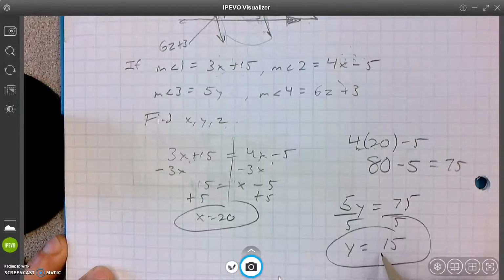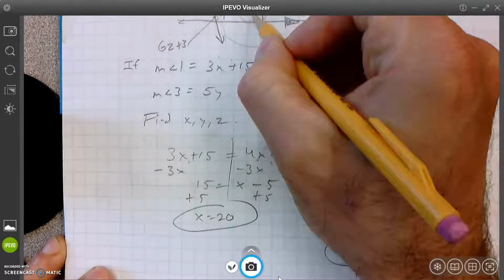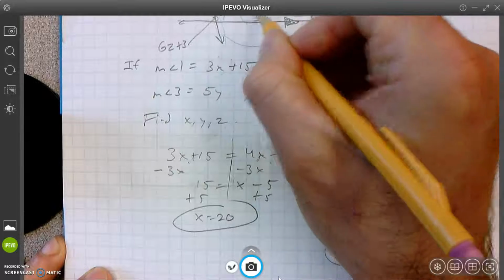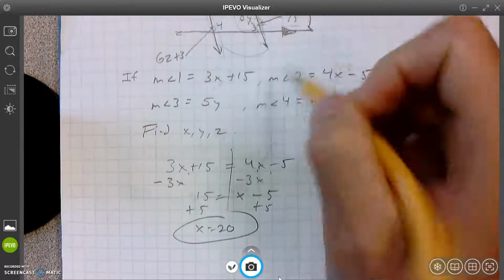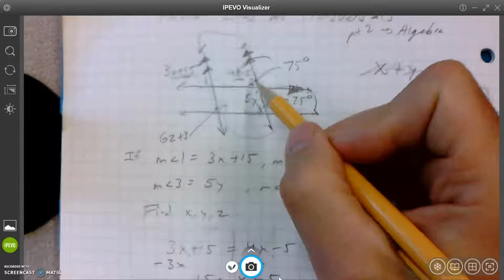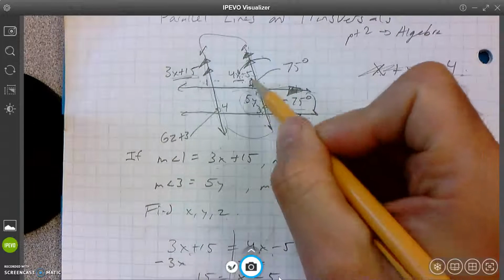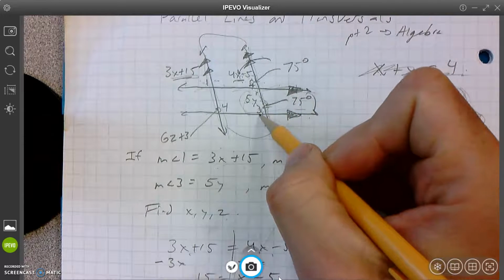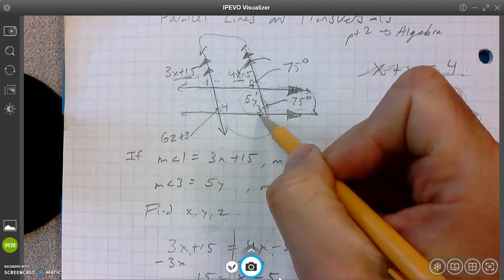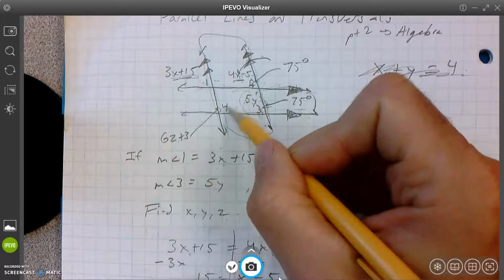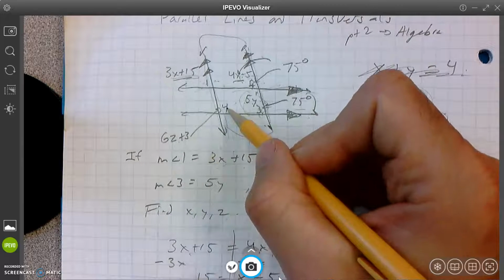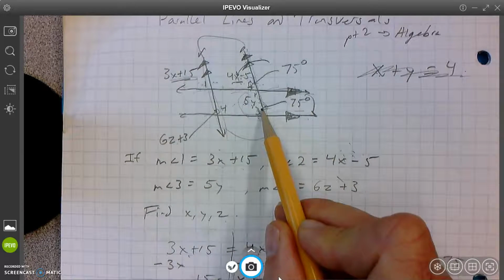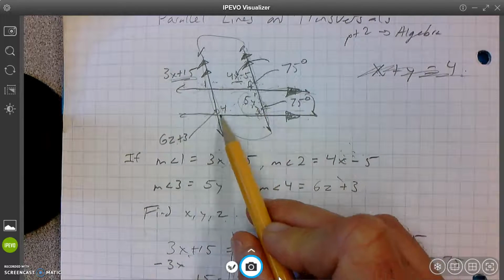So now, if y is 15, well, I know these are congruent, so 5 times 15, this is 75 also. Because if that's 75, that's 75. Oh, sorry, you can't see that, my bad. So if this angle is 75, this angle is also 75 because we already said that they are corresponding. So now z is over here on angle 4. Okie dokie. So, what's the relationship between angle 3 and angle 4?